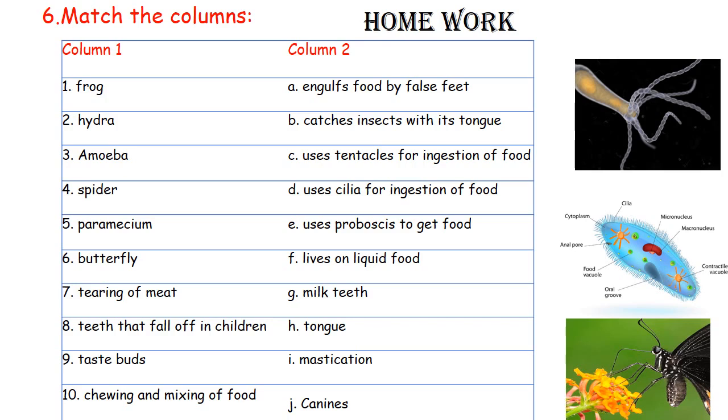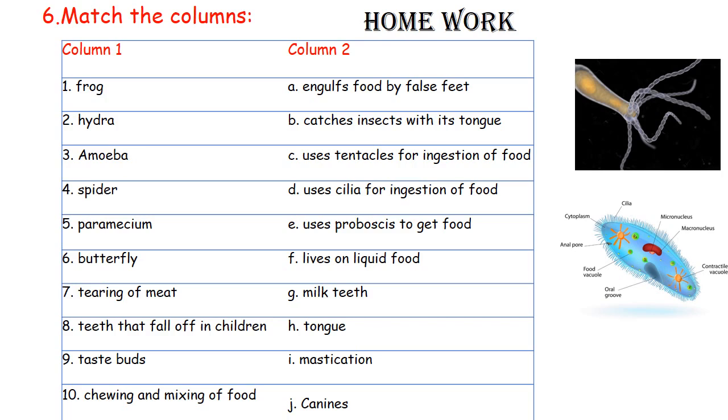Now, spider uses cilia for ingestion of food? Cilia are structures that are present in a unicellular organism such as Paramecium, which is shown below Hydra. Cilia are for ingestion of food, and also for movement, locomotion. Okay. And Paramecium is the unicellular organism given here, that is the picture of Paramecium, and above is the Hydra, which captures its food through tentacles.